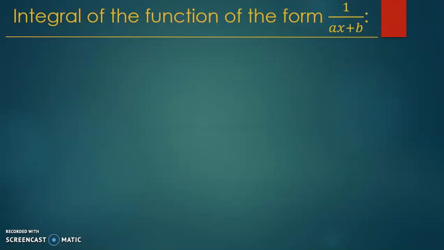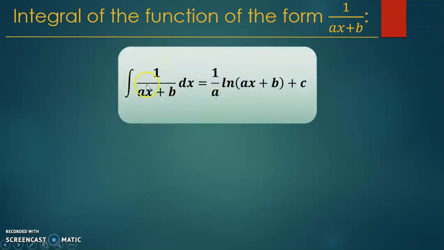Now the integral of the function of the form 1 over ax plus b. Before I start, I want you to recall that the integral of 1 over x is equal to ln x plus c. But here it's not 1 over x, it's 1 over ax plus b. For this one, I'll give the rule directly because the proof is very similar to the previous one that we just did. So the integral of this form is 1 over a ln ax plus b.